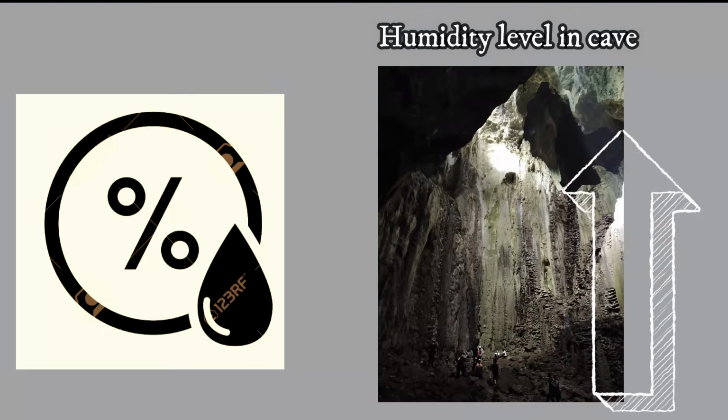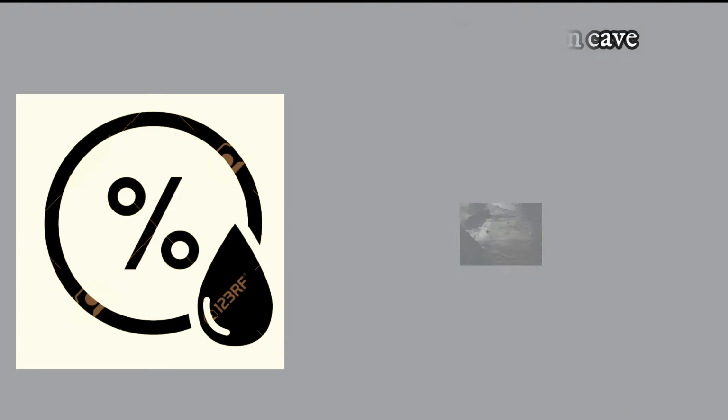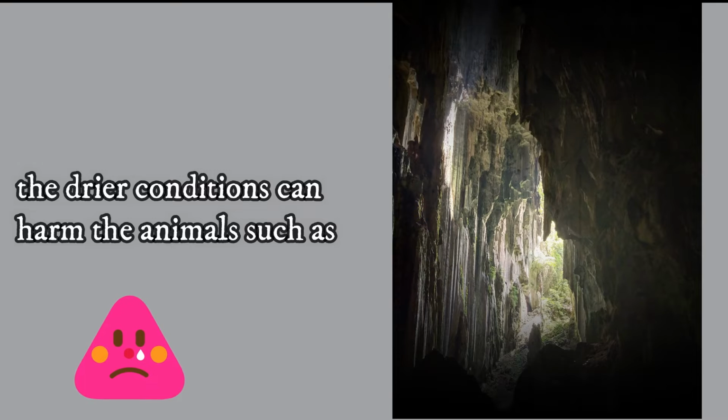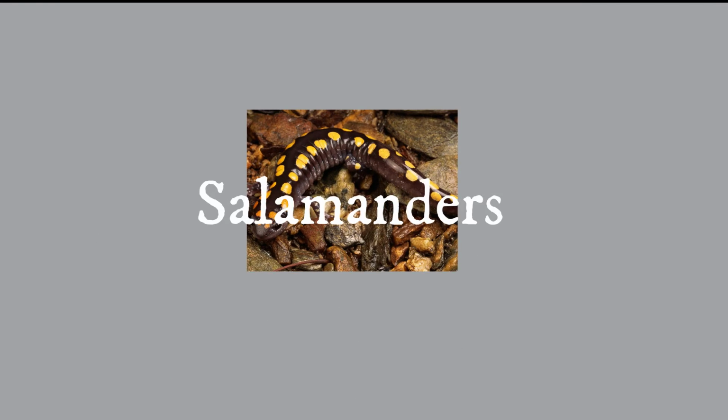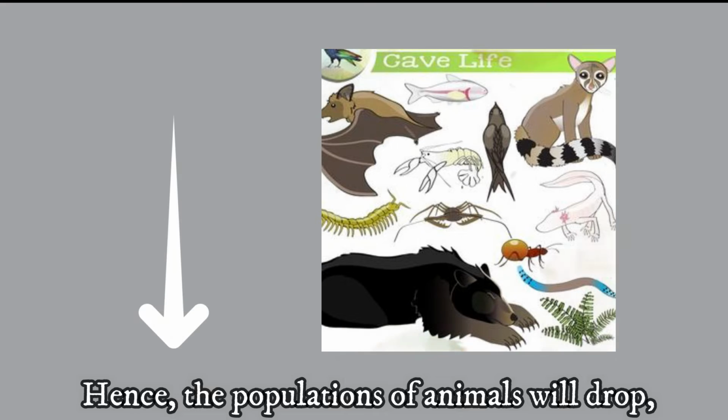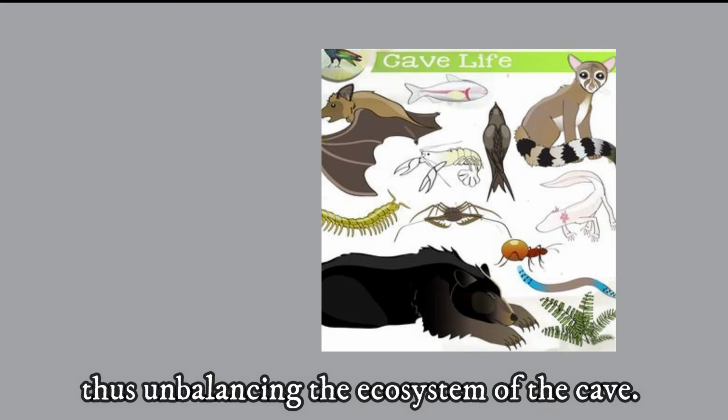The humidity level in the cave is higher than on the outside. When the humidity drops, the dry conditions can harm animals such as salamanders, which breathe through moist skin. Hence, the populations of animals will drop, thus unbalancing the ecosystem of the cave.